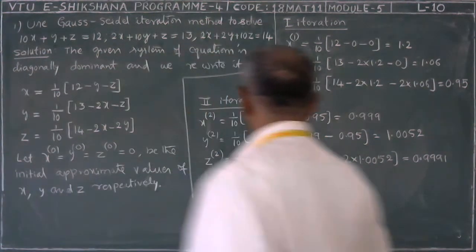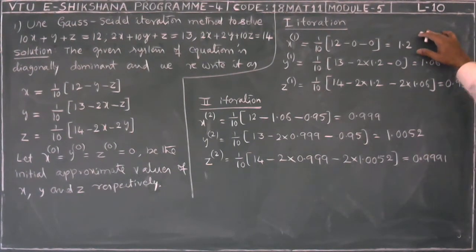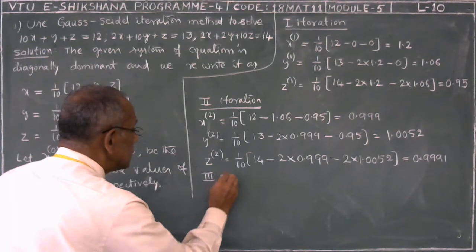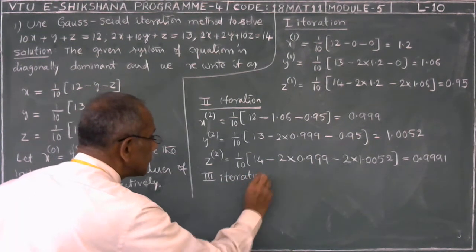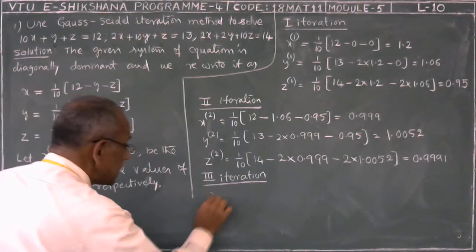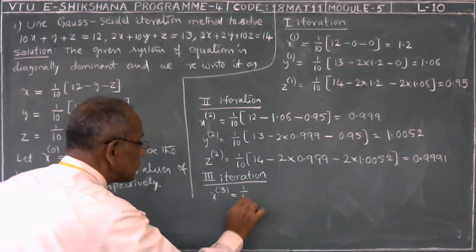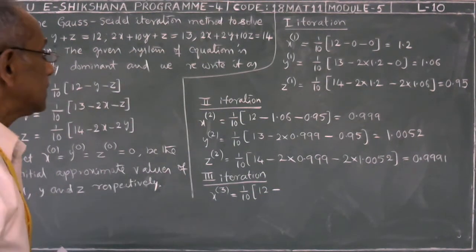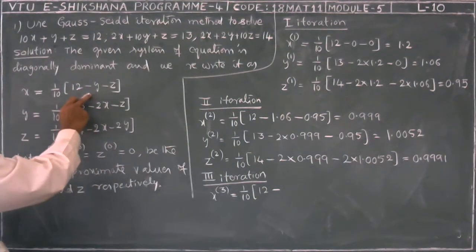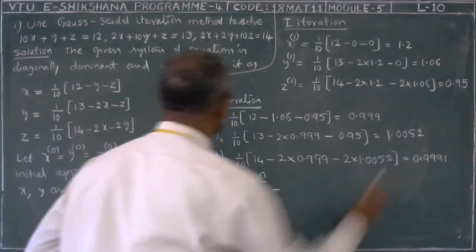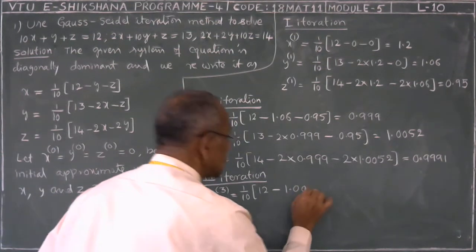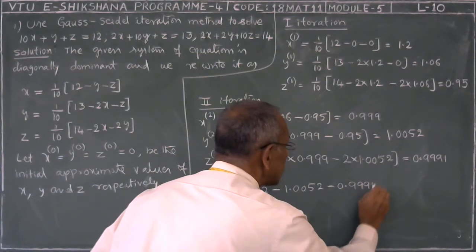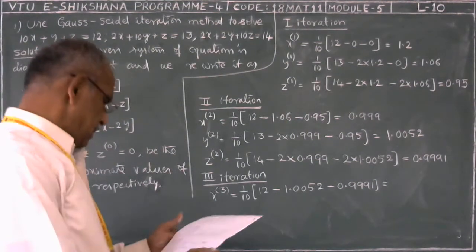Third iteration. Each time you have to compare this with the previously iterated value. There is a large difference, so we have to continue with the next iteration. The third iteration: x3 is 1 by 10 into 12 minus y minus z. So y is this value, z is this value: minus 1.0052 minus 0.9991.